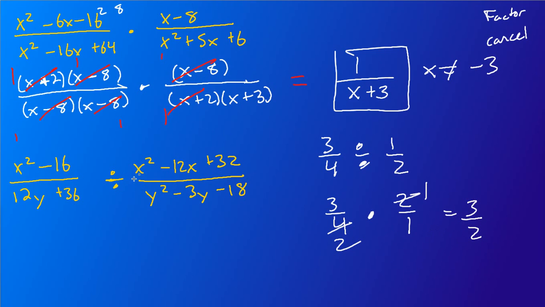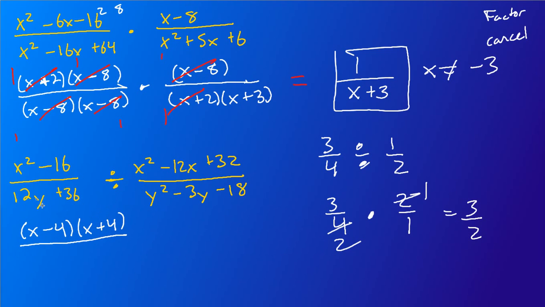And now I would have 3 over 2. So what's my extra step? I'm going to factor, but I'm also going to have to flip this second fraction. So this fraction is a difference of perfect squares. So we're going to get x minus 4, x plus 4.